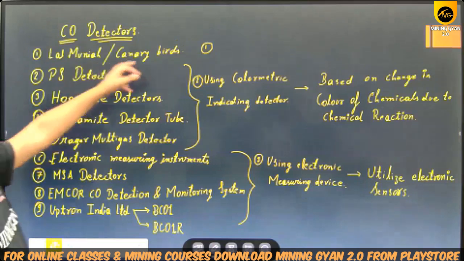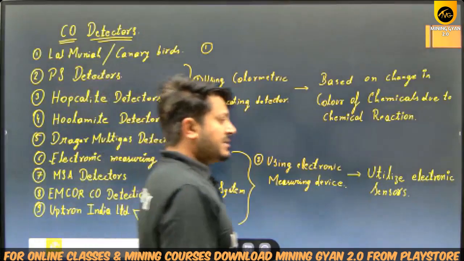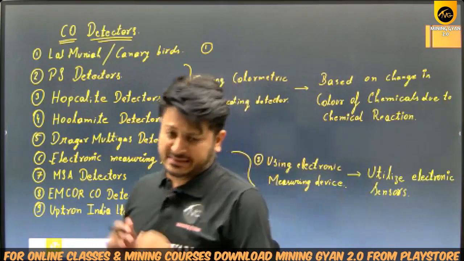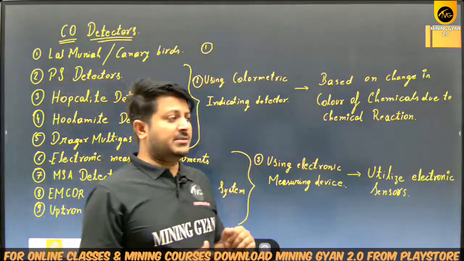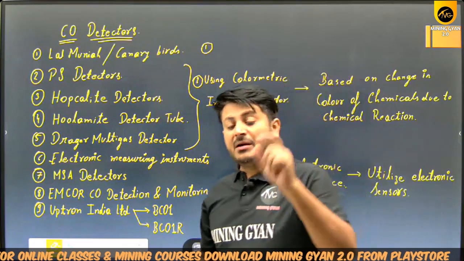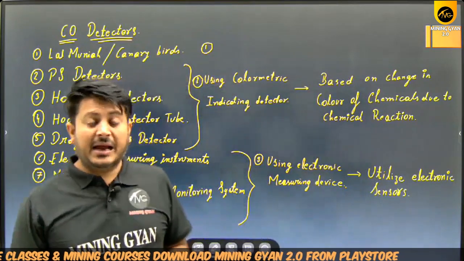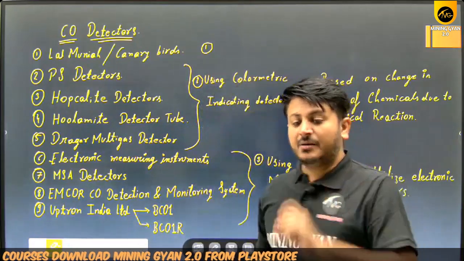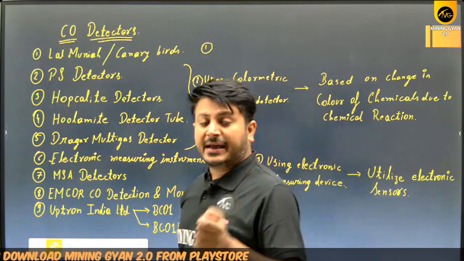If we talk about the Lal Munia or canary birds, why are they used in the mines? They are used in the mines for detection of CO because they have a much faster rate of breathing and they get affected much earlier than man, that is 20 times faster than man.